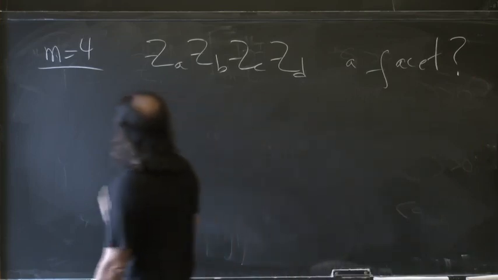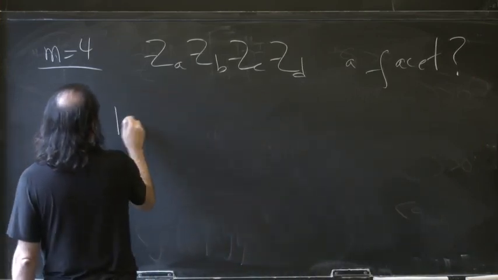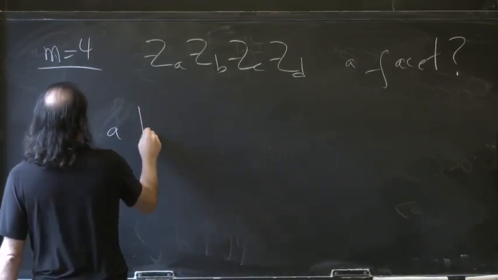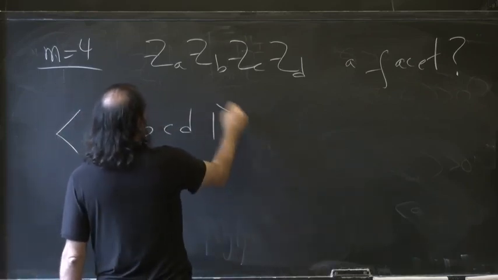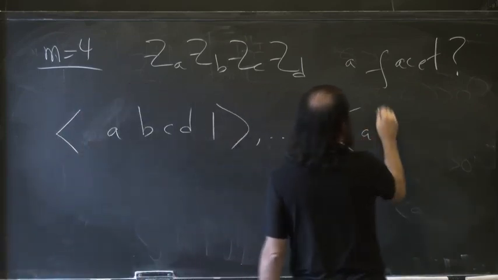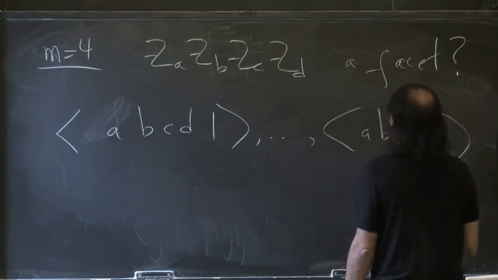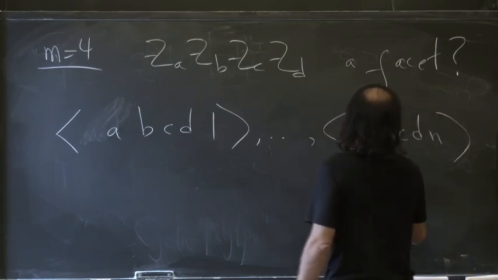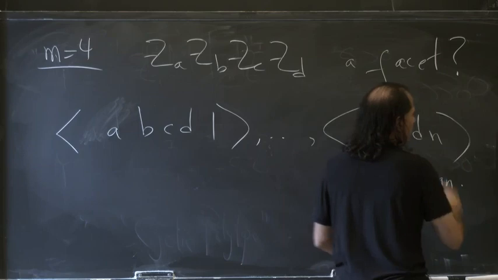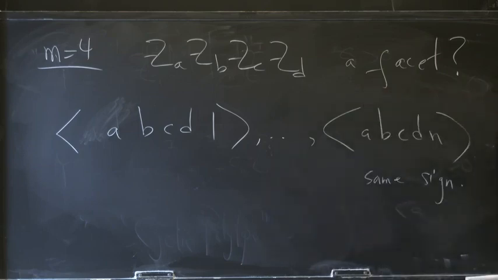So it's exactly the same thing. I have to look at A, B, C, D, 1, A, B, C, D, 2, and so on. They all have to have the same sign. And is that possible? Well, let's go back to our index space picture.